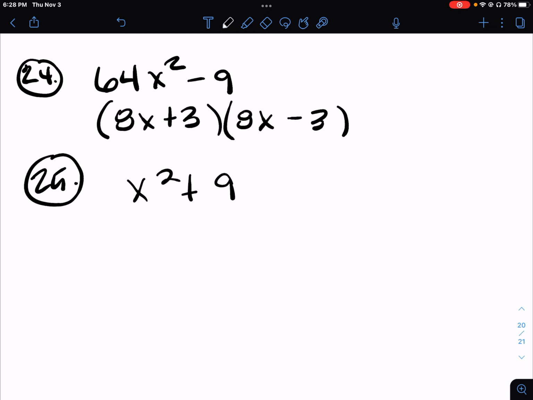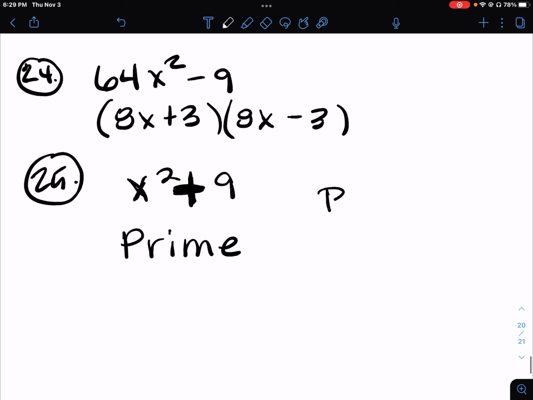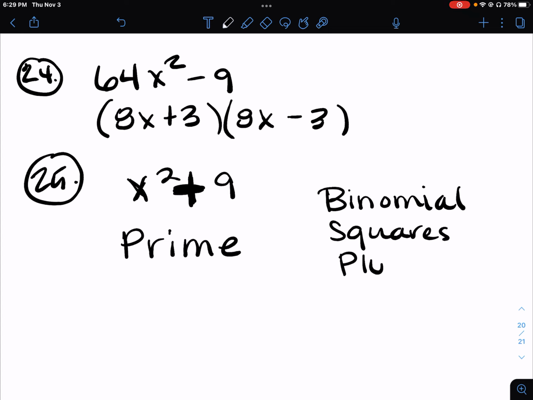Okay, on number 25, this does not break down because of the plus. Even though 9 is 3 times 3, that has to have the subtraction to break down. So on that one, that is prime when it has the plus with the squares. When you have a binomial, which means 2, when you have squares, which is something times itself, if you have plus, that is prime. And that's the end of our review.